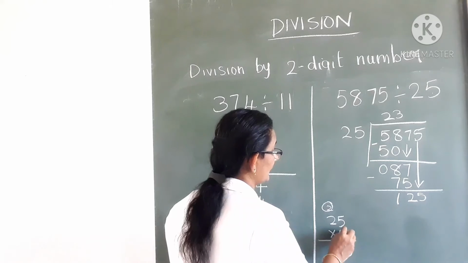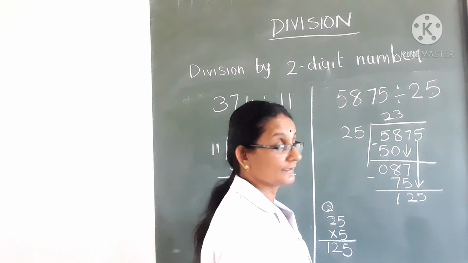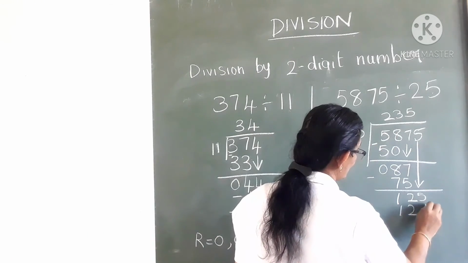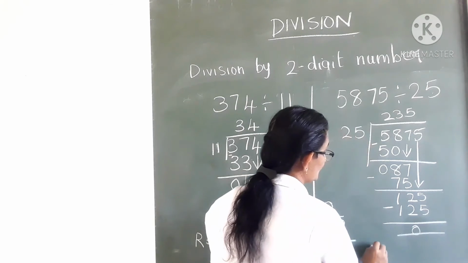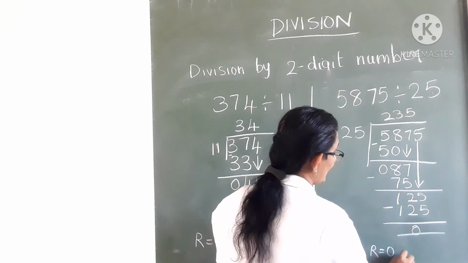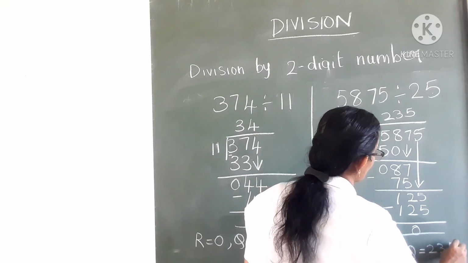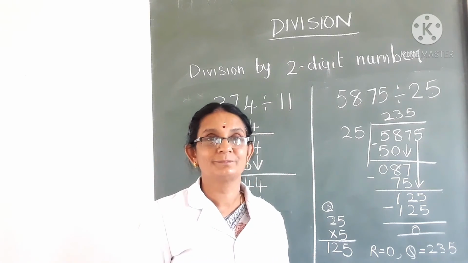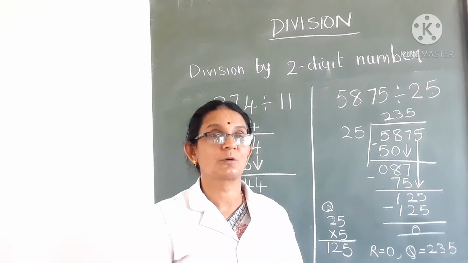2 here. 5 into 2, 10. 10 plus 2, 12. So you got it? Yes, 25 into 5 is equal to 125. Now subtract and the remainder is 0. So the remainder is 0 and the quotient is equal to 235. So children, I hope you have understood and you will be able to do more division problems in this way.